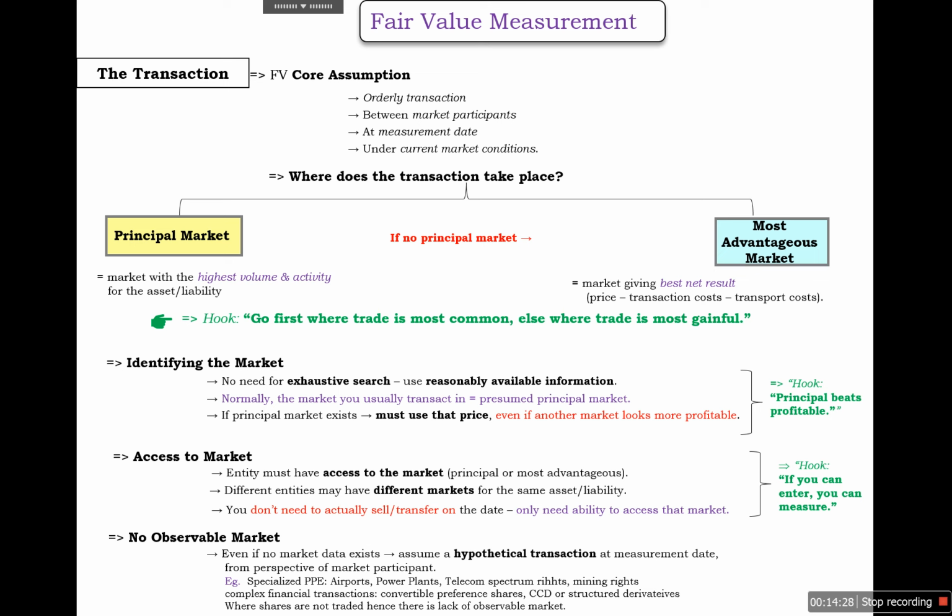Another example is power plants, telecom spectrum rights, mining rights, complex financial instruments like convertible preference shares, CCD, and structured derivatives where shares are not traded. Hence, there is a lack of an observable market. So we need to use different techniques or create hypothetical transactions. We need to imagine the market if we cannot see it.